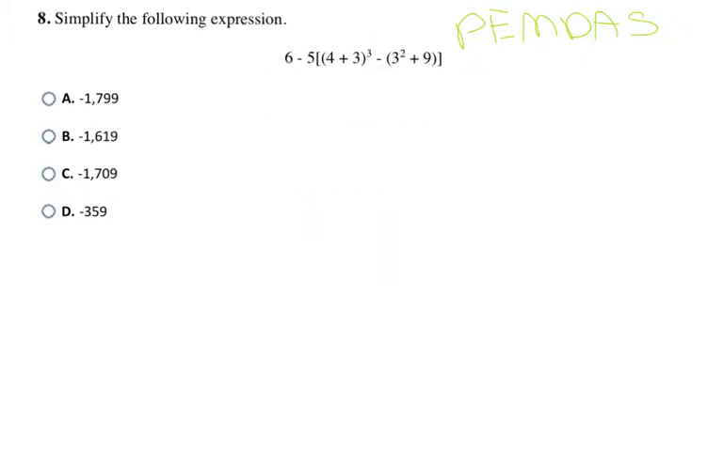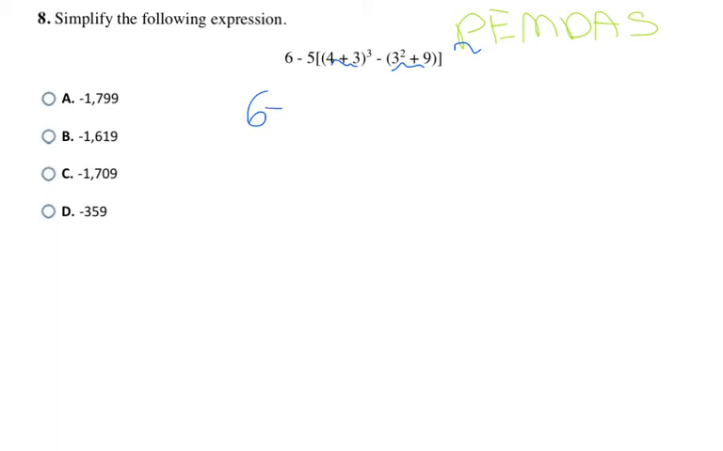My final problem here is the most complicated one that you're going to see. So I'm going to write down my acronym for order of operations so I can keep everything straight. And the first thing I'm going to do is parentheses. So here I have a lot of parentheses. So remember, you do your innermost parentheses first, which here is the 4 plus 3 and the 3 squared plus 9. So the 4 plus 3 is 7.